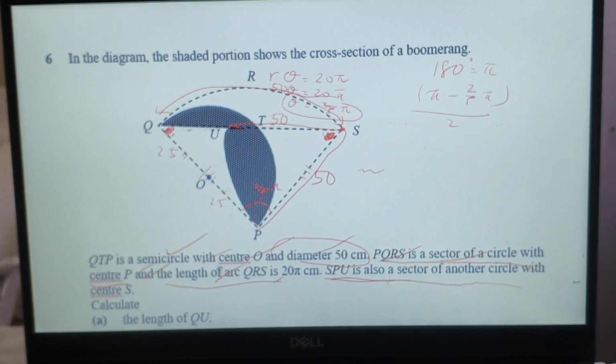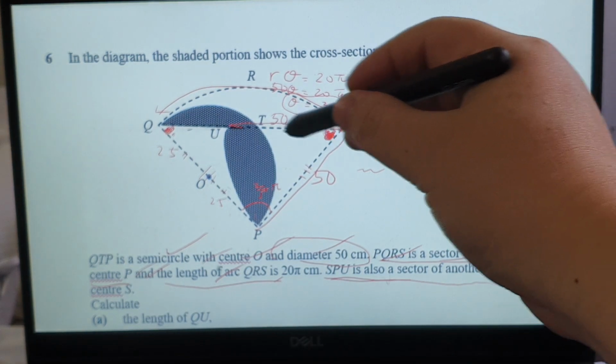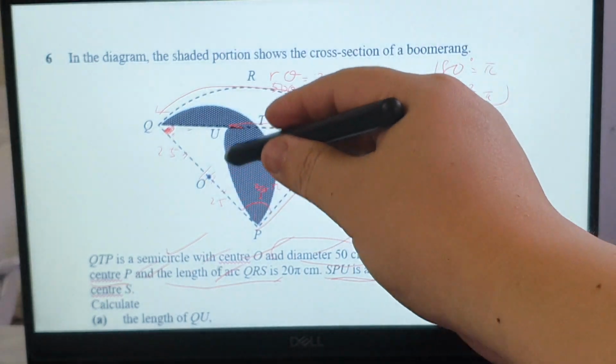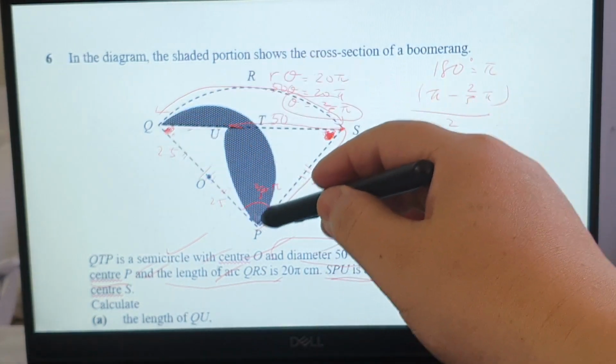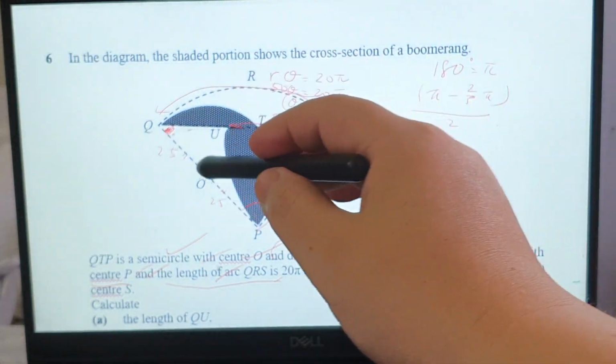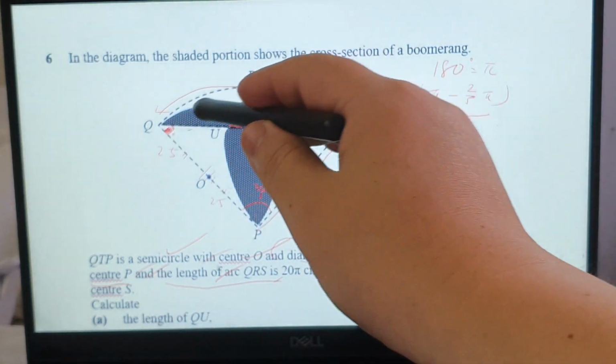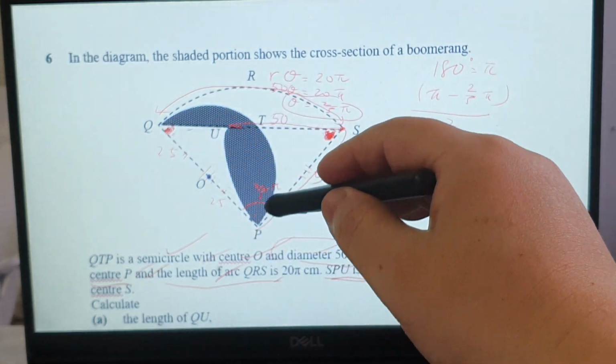Why is it important to know this angle? Because this is your theta for this whole sector. Do you follow? Whereas this is the theta for this whole sector. Okay? Is this a sector? More or less, but it's a semicircle. You can just take half of a circle.